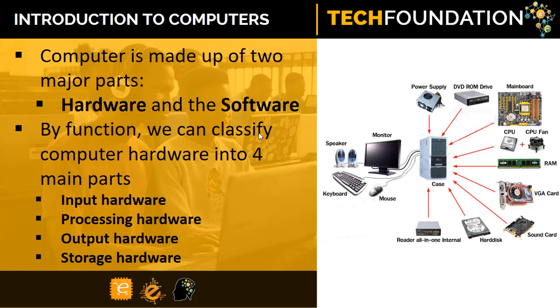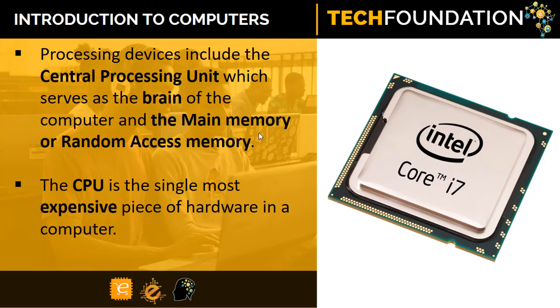If you have a laptop that is equipped with a touch screen monitor, then the monitor would serve as an input device through which you can enter commands, and it can also serve as an output device through which information can be displayed. The central processing unit, which serves as the brain of the computer, and the main memory or random access memory are the main processing devices.